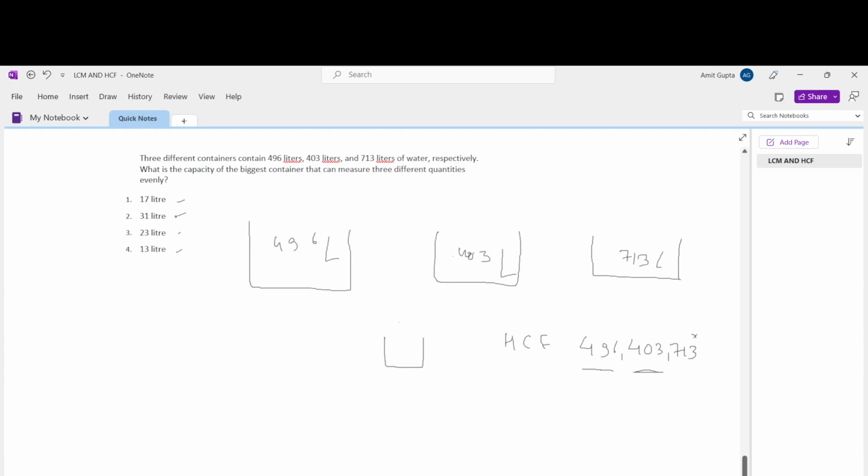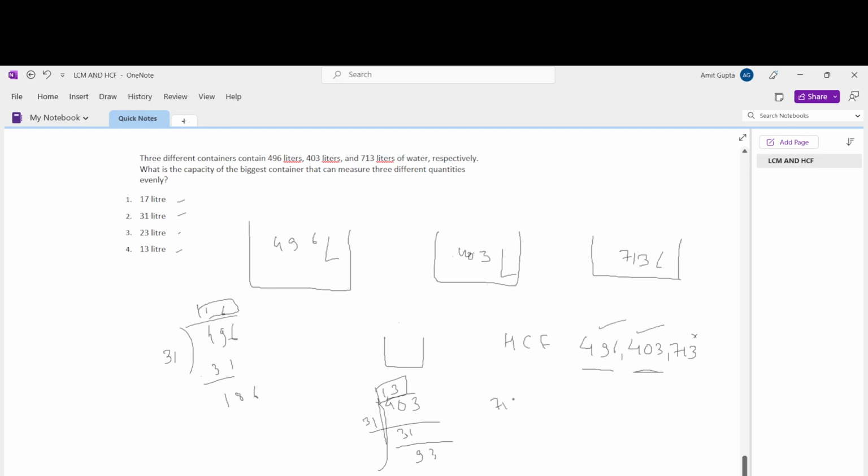Let's move to option 2, 31 liters. Dividing 496 by 31. 31 into 6, 6, and 6 3s are 18. So 31 will divide 496. Now 403 with 31. 31 1s, 9, 3, 31 into 3, 30. So 31 also divides 403.